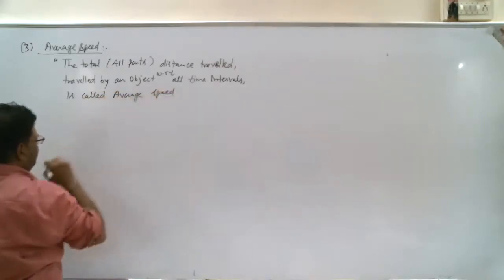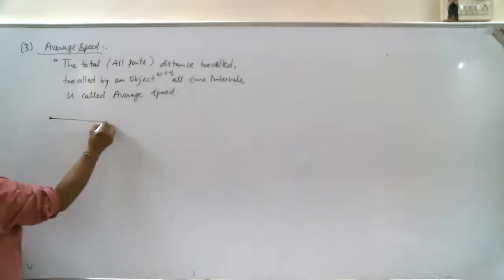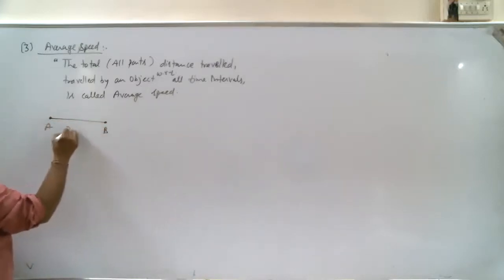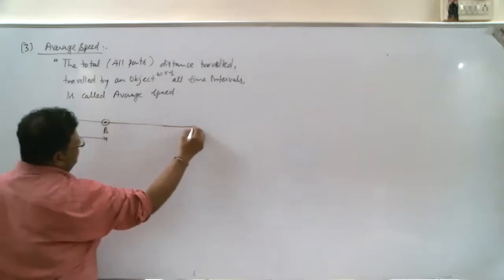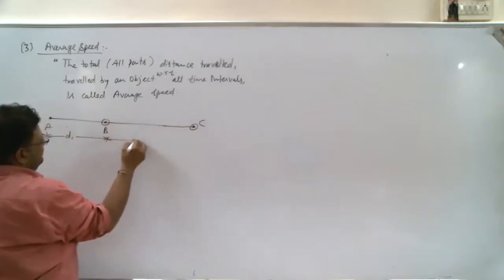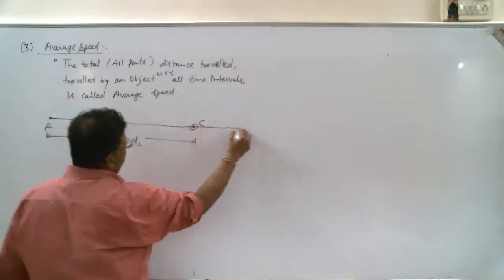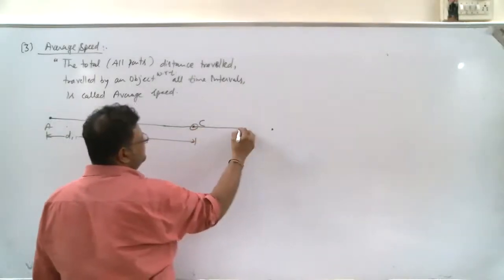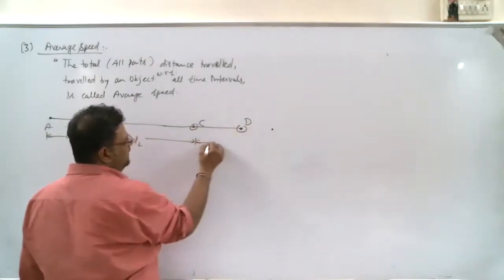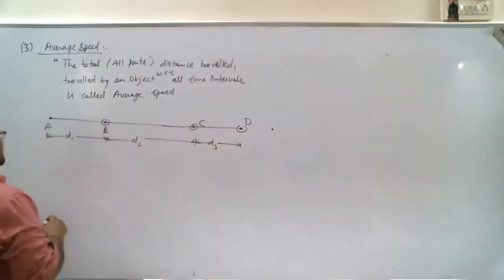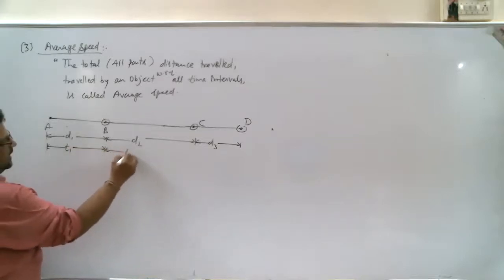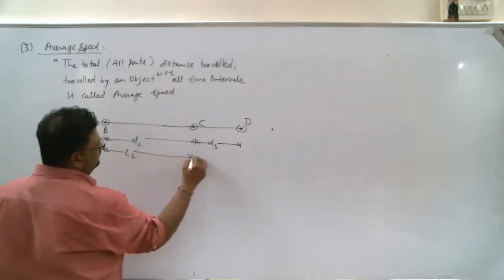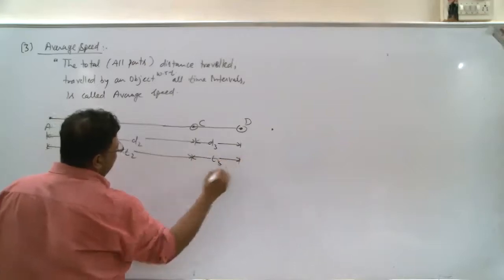What do we understand by it? Let's suppose from A to B the object has moved some distance x1, or you can write d1. From B to C, it has traveled a little different distance d2. And from C to D, it has moved, let's suppose, a shorter distance, you can take d3. Let's suppose in A to B it took time interval t1, in B to C time interval t2, and in C to D time interval t3.